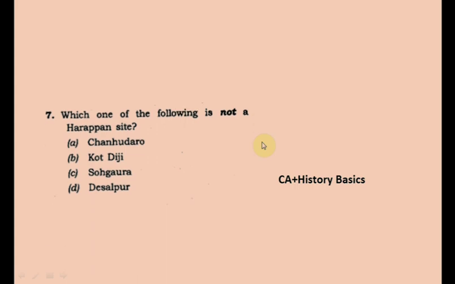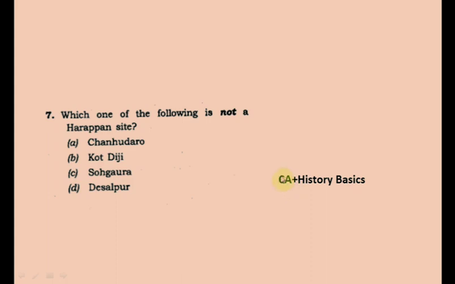And the third question is your current affairs linked with your history basics. See, this was last year's question. Which one of the following is not a Harappan site? So Harappan sites were in the news at least 3 to 4 months before the prelims last year, and when you see these four, Chavdaro, Kodiji, Shaw, Gaugra, Desalpur, you should be able to understand which of these is not a Harappan site.